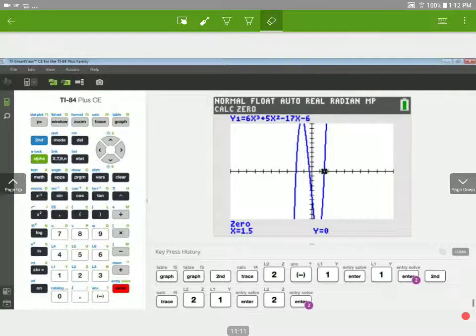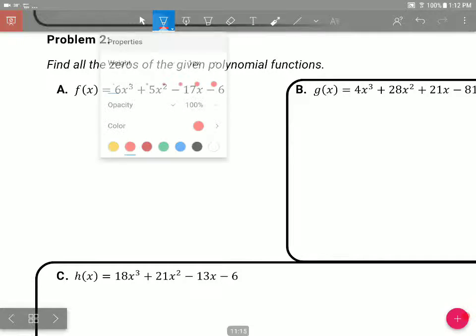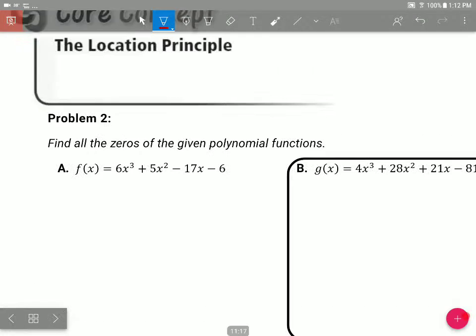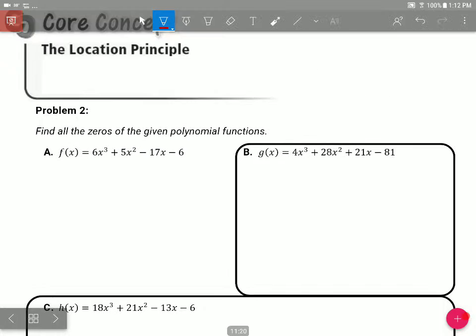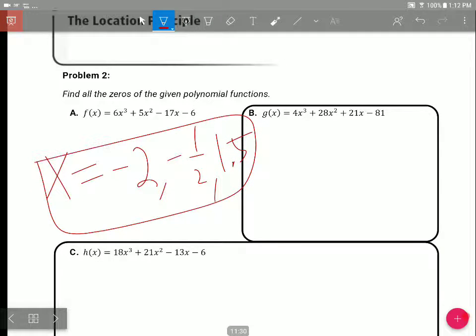So here we go. Your answers are, let's use a different color. X equals negative 2, negative 1/2, and 1.5. Those are your solutions. Negative 2, negative 1/2, and 1.5. Okay? That makes sense?